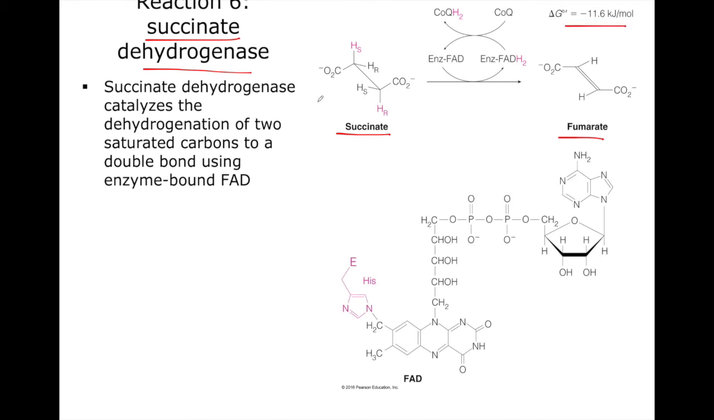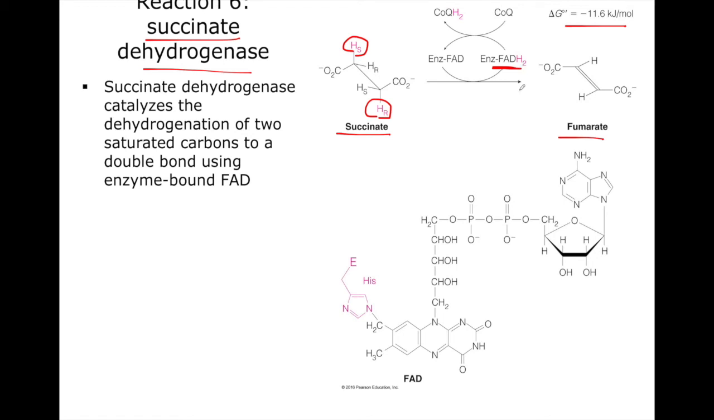So succinate dehydrogenase catalyzes the dehydrogenation of two saturated carbons to a double bond using the enzyme bound FAD. So essentially what we're doing there is we're taking off from succinate, our enzyme is going to strip off two hydrogens, which we can see here and here, and also two electrons, and we're going to transfer those electrons to FAD to form FADH2.